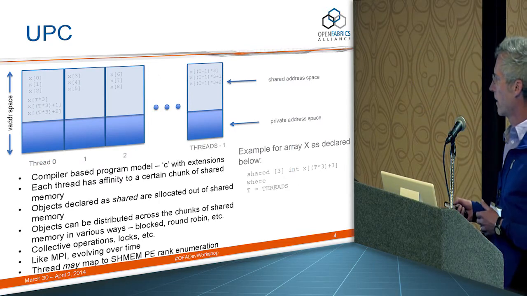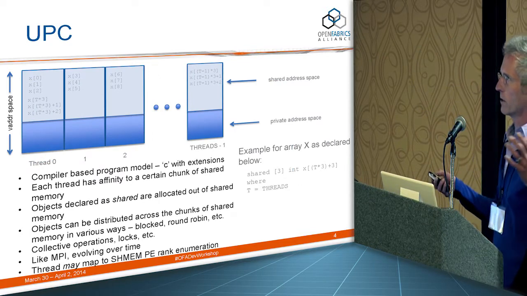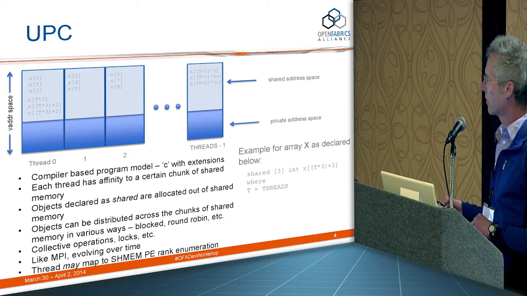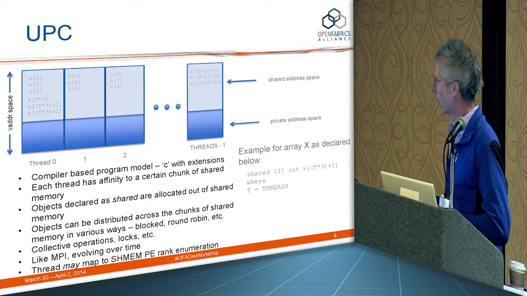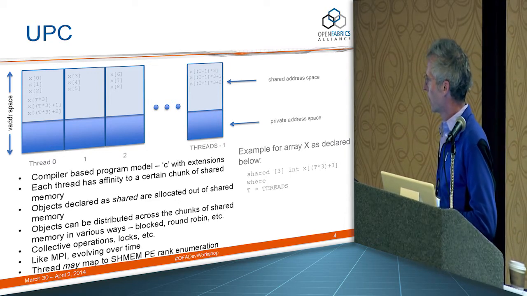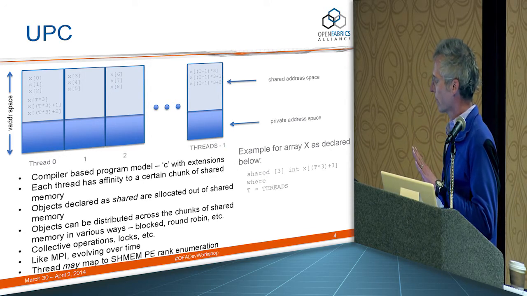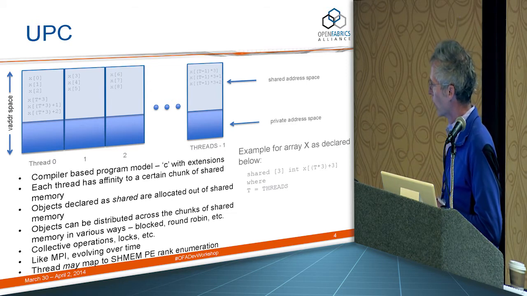UPC, this is another variant, and I'm not planning to do a comprehensive survey. These are just the ones we first wanted to focus on. UP stands for Unified Parallel C. It has a similar notion to SHMEM, but it's compiler-based, and it's not something like OpenMP where you just do your C code and look for parallel loops and add pragmas. You have to do more than that.